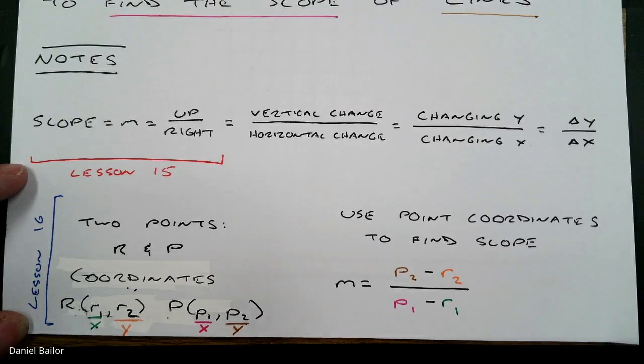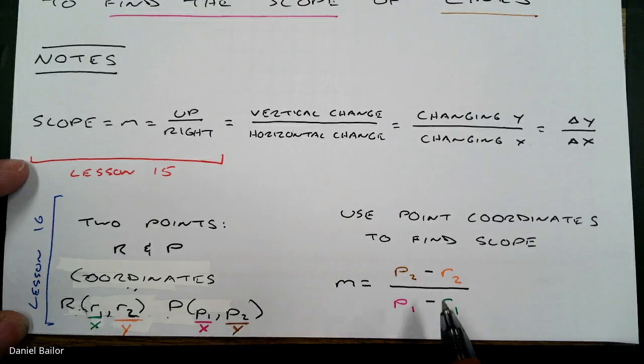So you take these coordinates and you put them in the slope formula. So you take P2, which is the y in the P. You take R2, which is the y in the R. So you have the y's on top, and you have the 2's on top and the 1's on the bottom. And the 2's are the y's and the 1's are the x's. So you take P2 minus R2 divided by P1 minus R1.